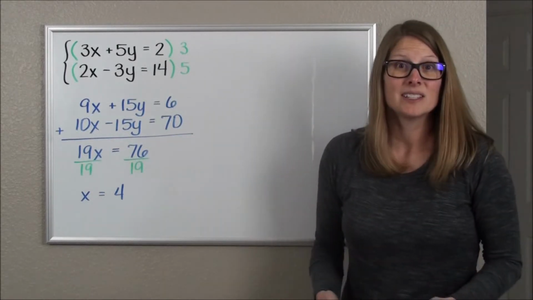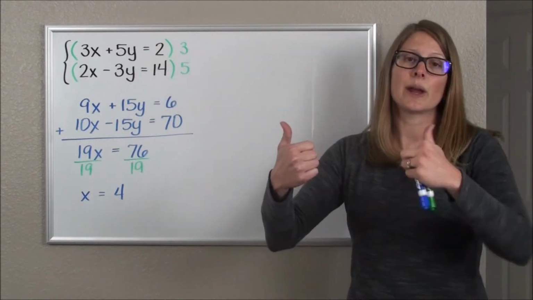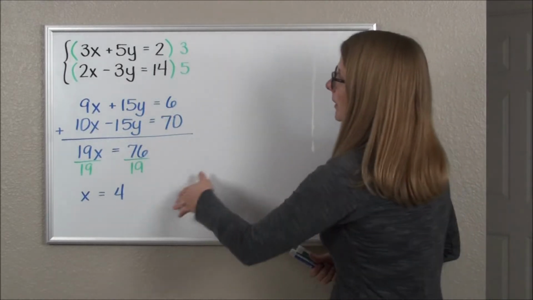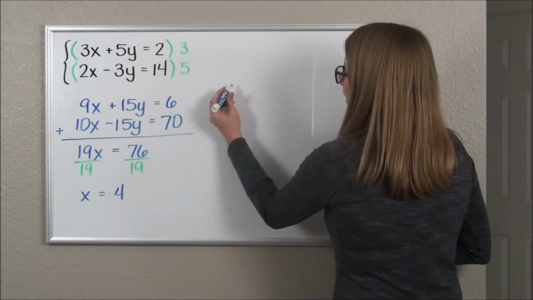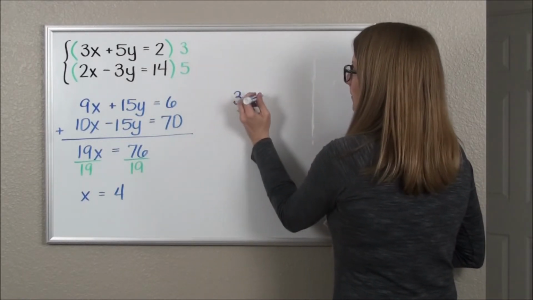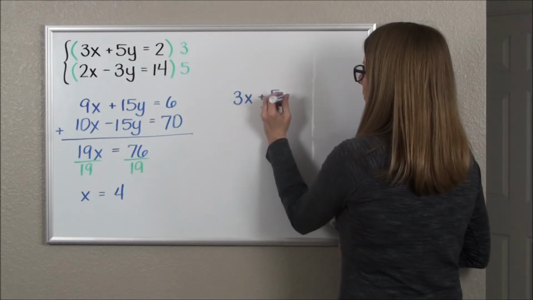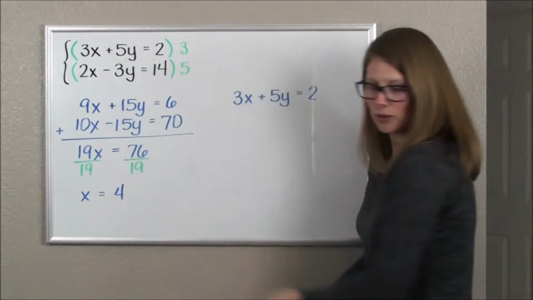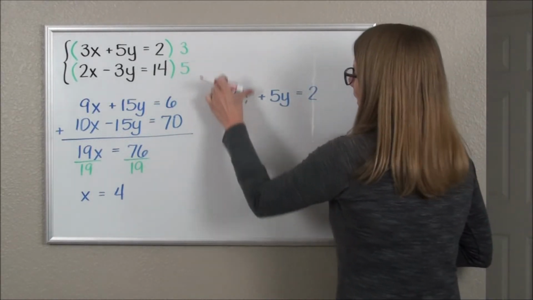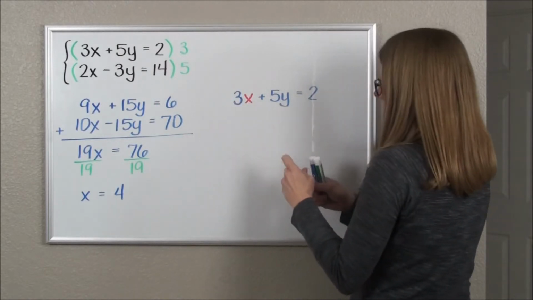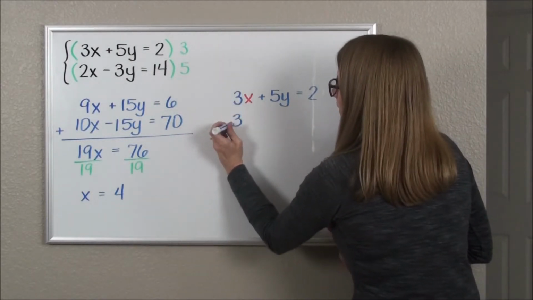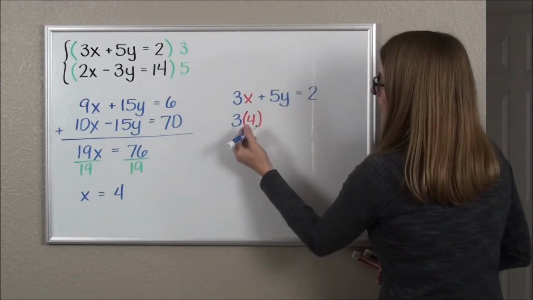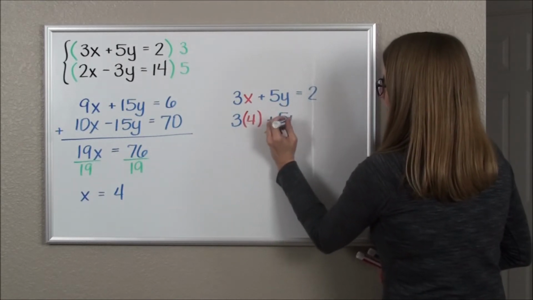But again, we're not done because each solution to a system needs an x value and a y value for that ordered pair. We now have the x value, but we still need the y. So we're going to plug it back into one of our originals. I'll go ahead and go with the first original. The numbers are a little smaller. So 3x plus 5y equals 2. Where I had the letter x, I will now write 4. So where I had x here originally, I will replace that with the number 4. So I've got 3 times 4, and then I'll copy the rest.